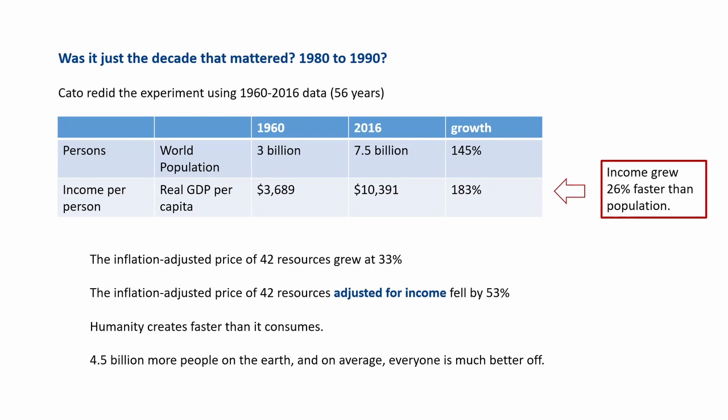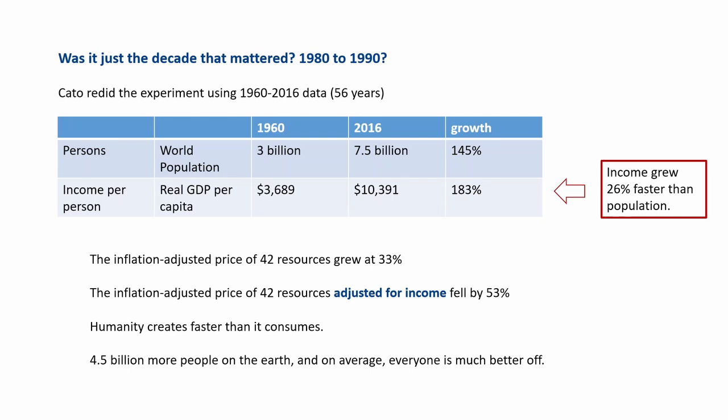And the income per person in 1960 was only $3,700. But by 2016, it was $10,400. That's a 183% increase. So income grew faster than the population. The population grew, but we're all better off. How did that happen? They looked at 42 different resources, and the inflation-adjusted price of those resources all grew at 33%. What does this mean?